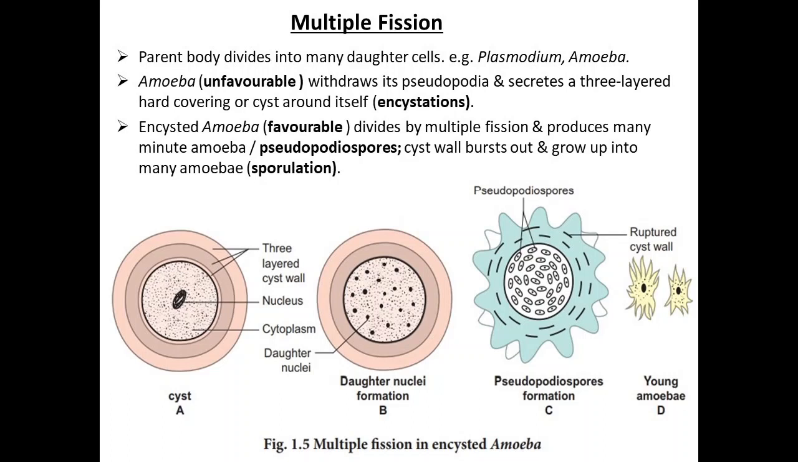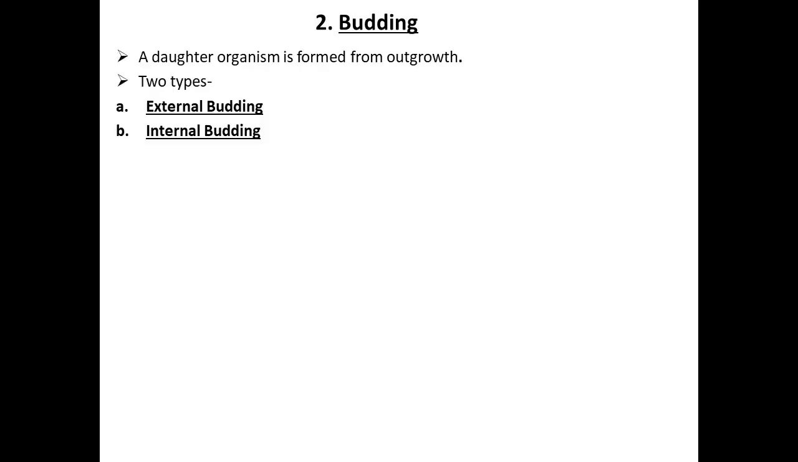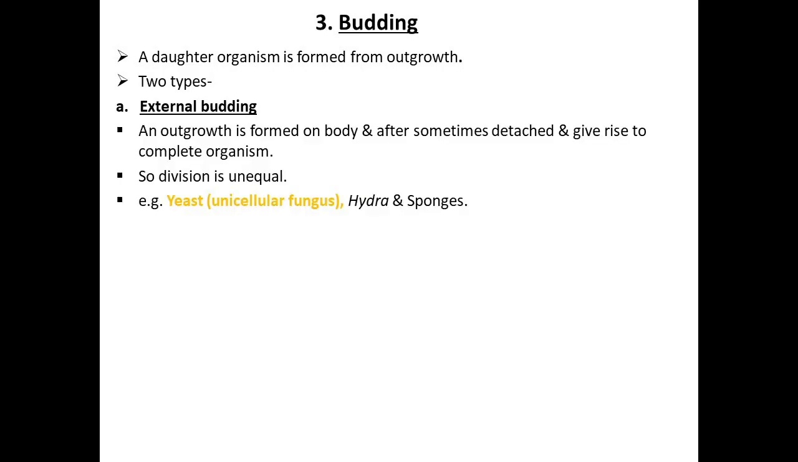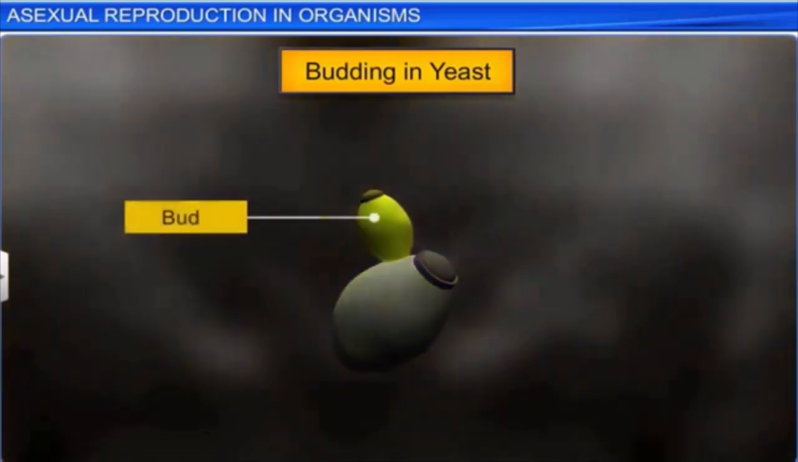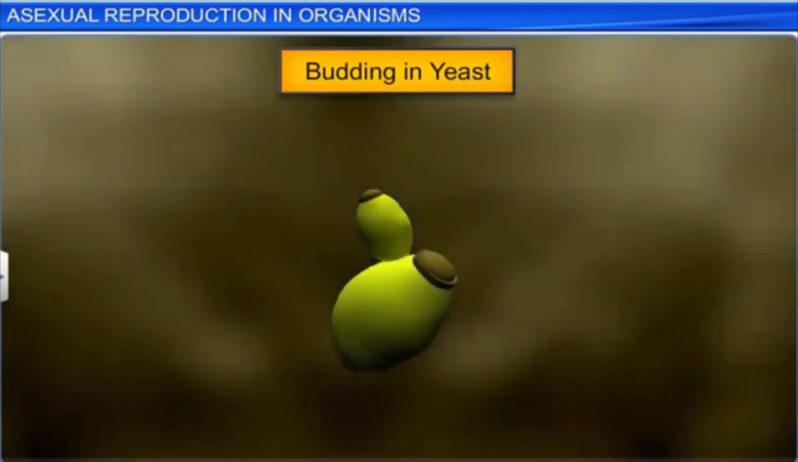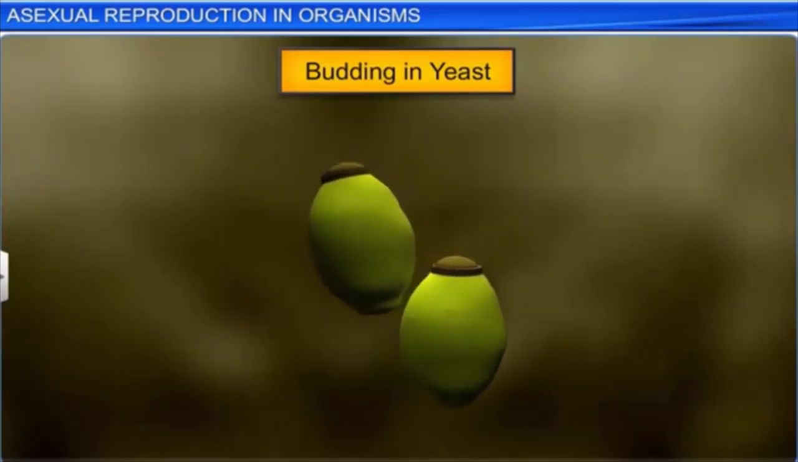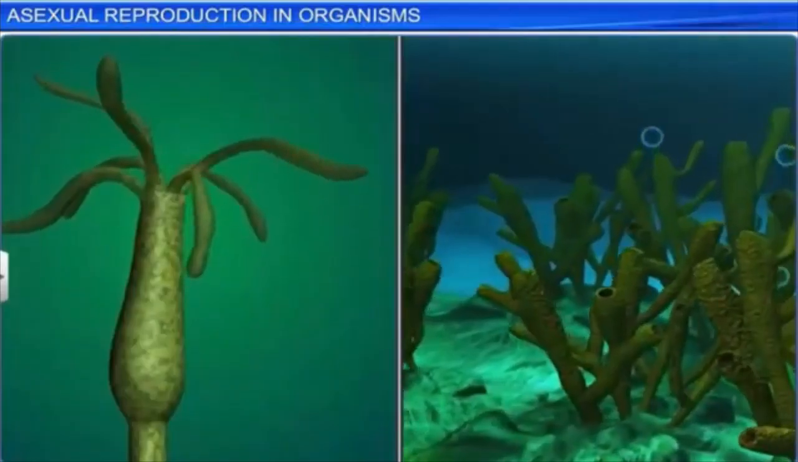Coming to the second type of asexual reproduction, that is budding. Budding is of two types, external and internal budding. An example of external budding, with an exception because it belongs to the group fungi, is yeast. It's a one-celled organism, although fungi is a multicellular group. Yeast is a one-celled organism which divides by budding, because budding is otherwise usually common in multicellular organisms.